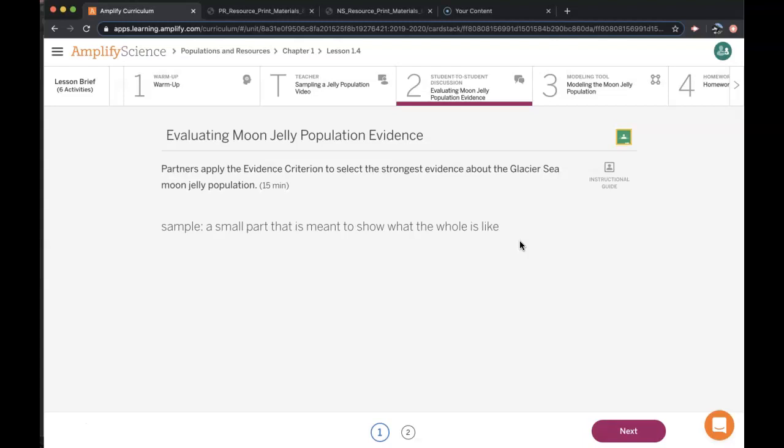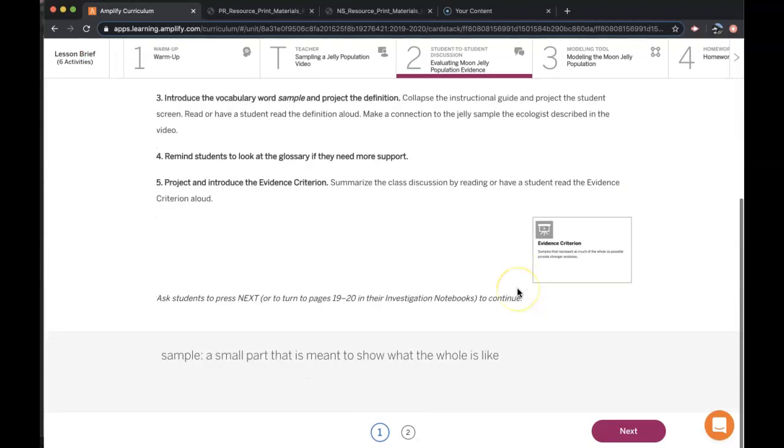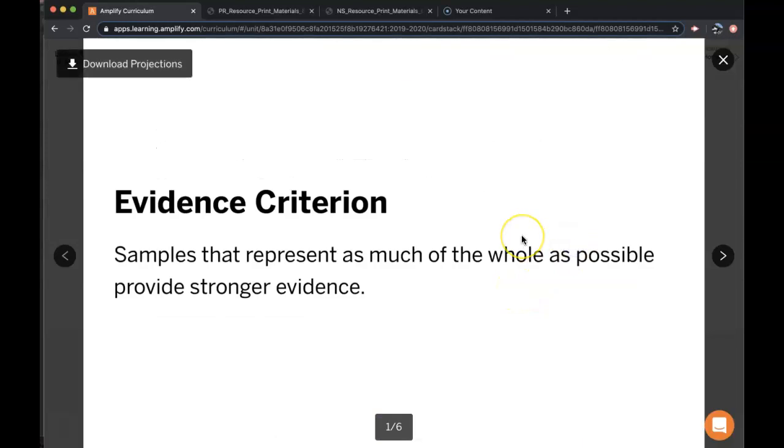We could say population is all middle school students in Spanaway, or we could say all middle school students in the world. But either way, a sample is a smaller part that is meant to represent the whole. So we need to evaluate evidence because we can't collect every single jellyfish in the ocean. We can only collect samples and use that sample as a representation of all the jellyfish.